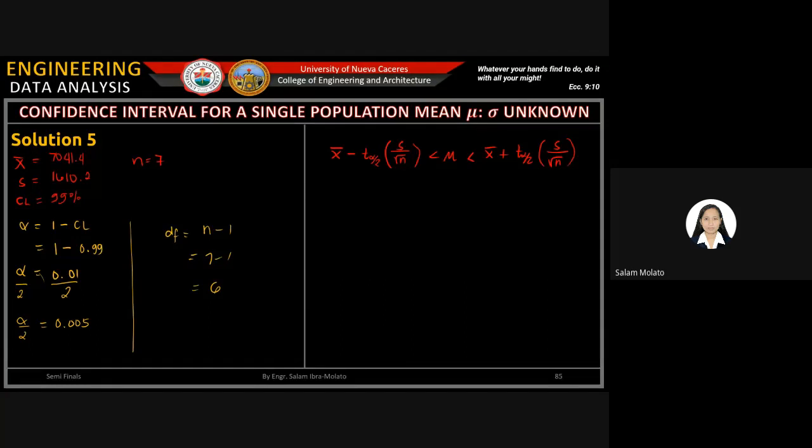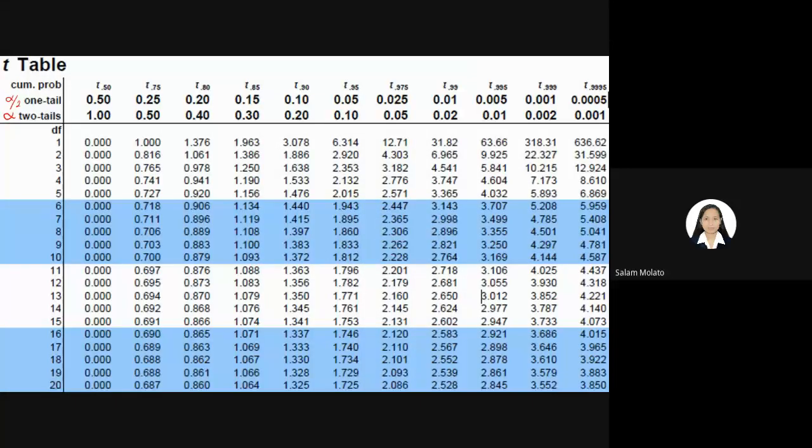So, again, lagyan ko na lang ng mark ha, yung mga kailangan nyo to get the T alpha over 2. So, ito, kailangan nyo talaga yan. And, you can use either 99%, you can also use alpha, or you can use the alpha over 2. Tandaan nyo, CL is 99%, alpha is 0.01, and alpha over 2 is 0.005. And 6 DF. Okay. Degree of freedom. So, the degree of freedom here is 6. Diba? Yun yung kailangan natin.